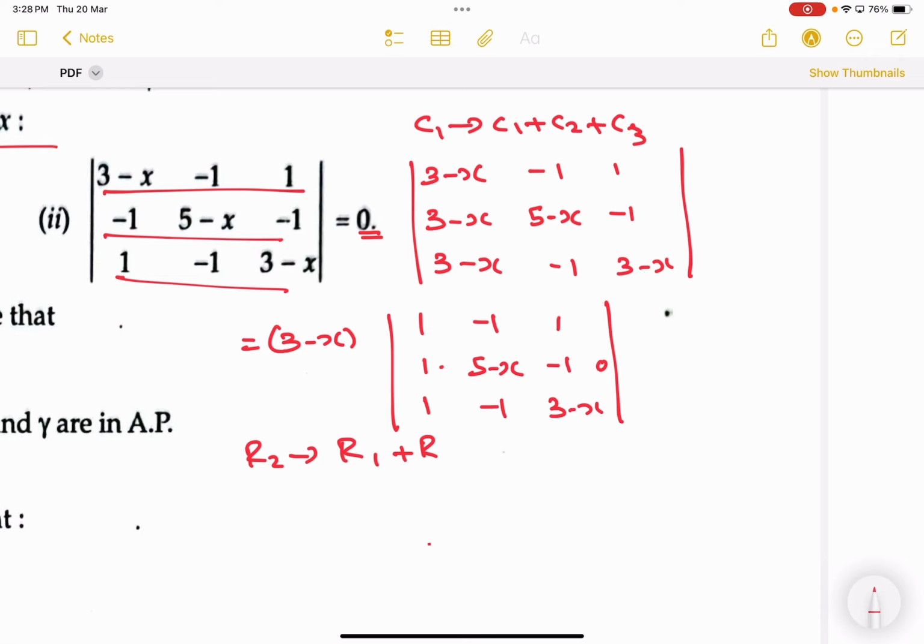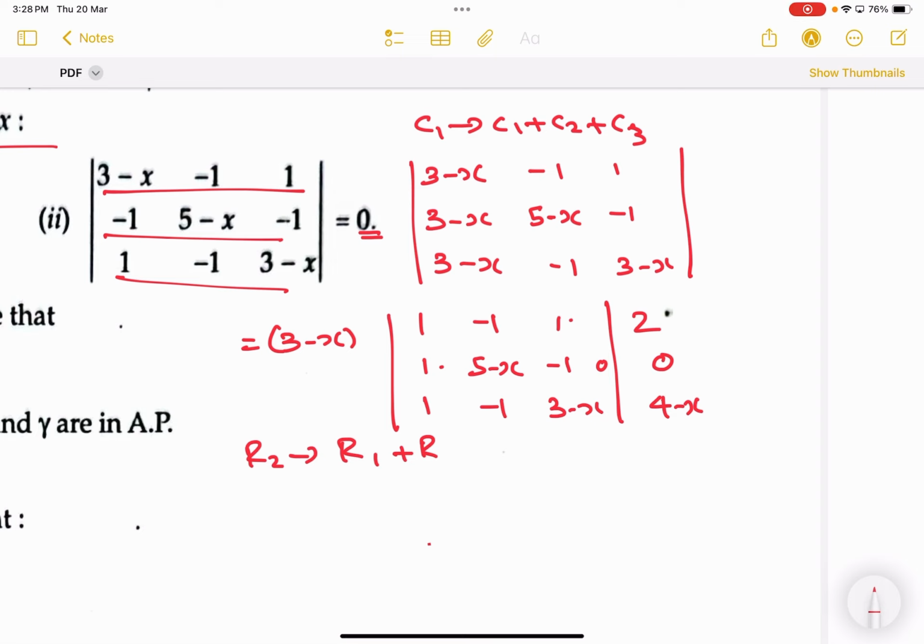See, if we do R2 minus. Column 1 plus column 3, it will become 2. Where to replace? To replace in the 3. So it will become 2, 0, and you will get adding or subtracting? Adding. So it will become 4 minus x.